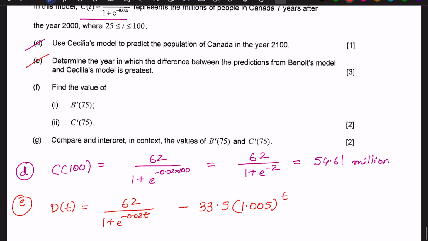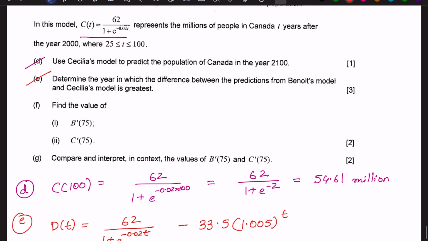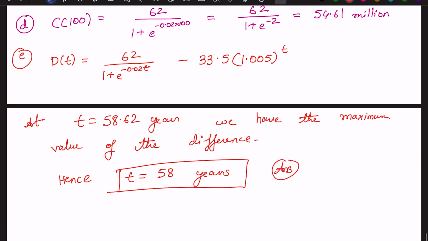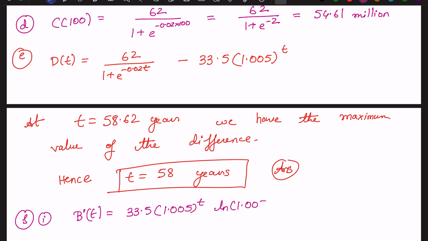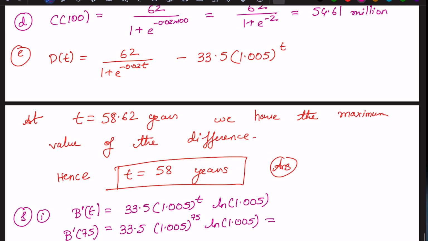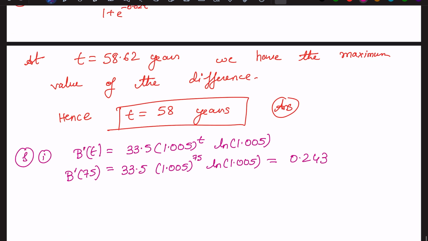And the next part, you have to find B prime 75 and C prime 75, and we have to interpret the values. B prime t would be 33.5 times 1.005 to the power of t times ln 1.005. Now B prime 75 should give us 0.243. That's B prime 75.